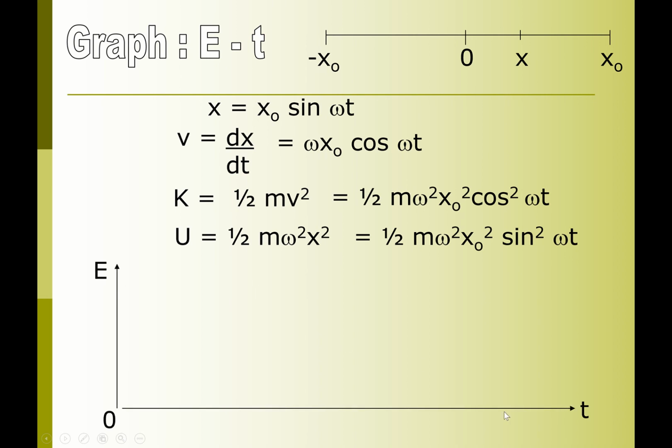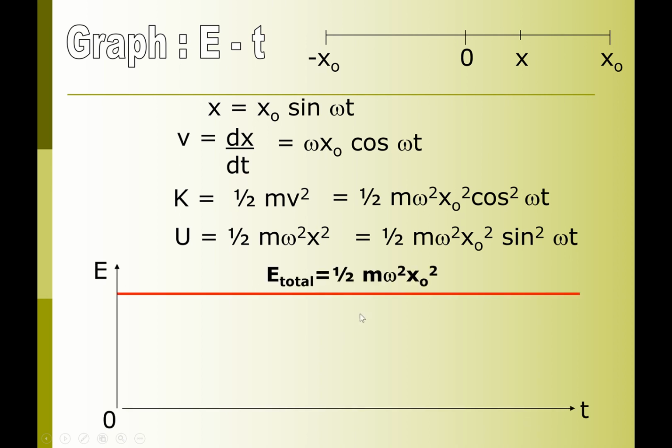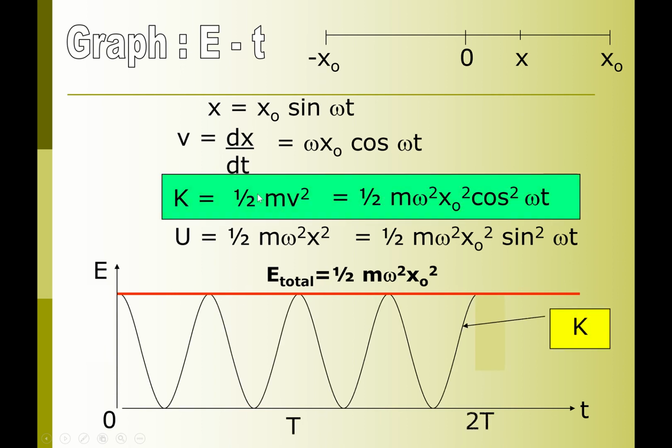Okay, energy against t graph. For kinetic energy, before that, the E total from the earlier discussion is half m omega squared x naught squared. So this must be constant, because from the principle of conservation of energy, the E total must also always be constant.